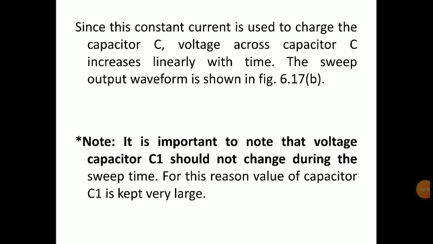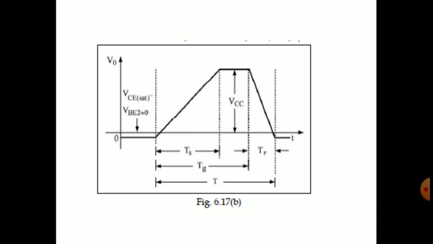Next point, since this constant current is used to charge the capacitor C, the voltage across the capacitor increases linearly with time. This peak output is shown in figure 6.17b.